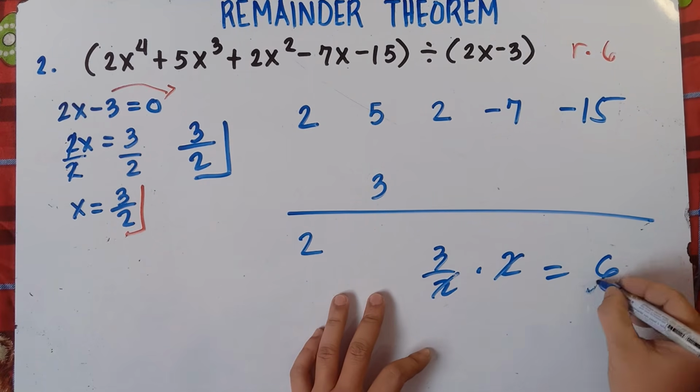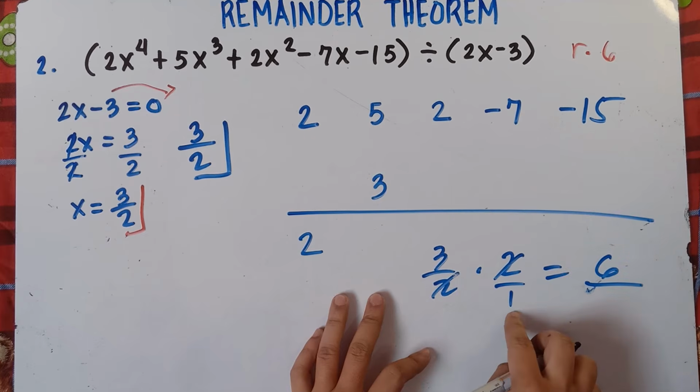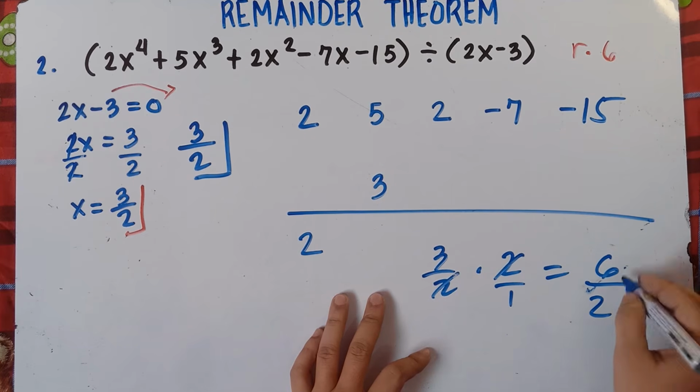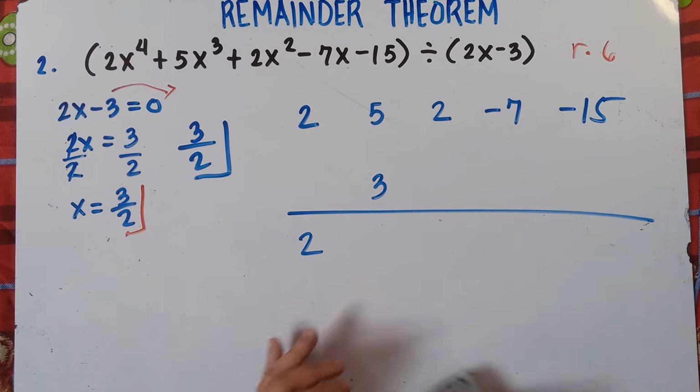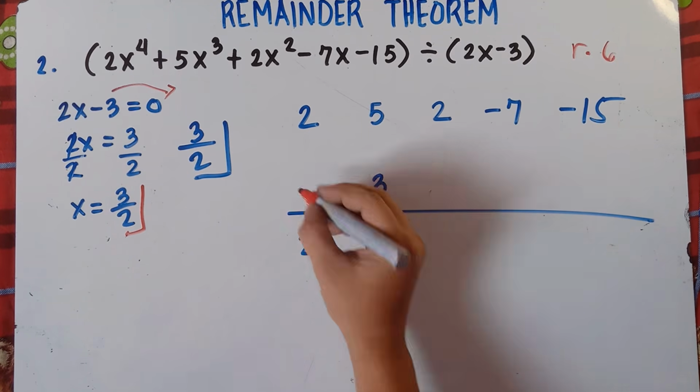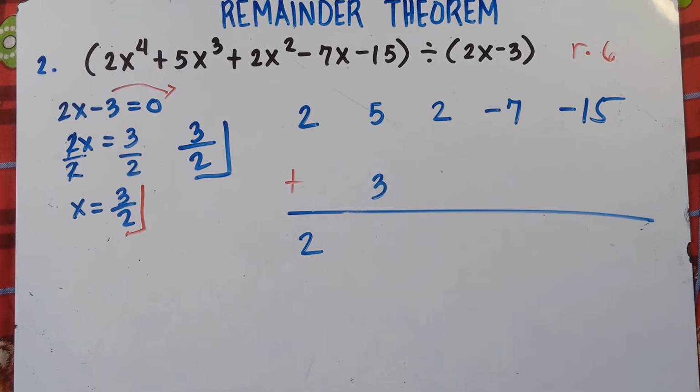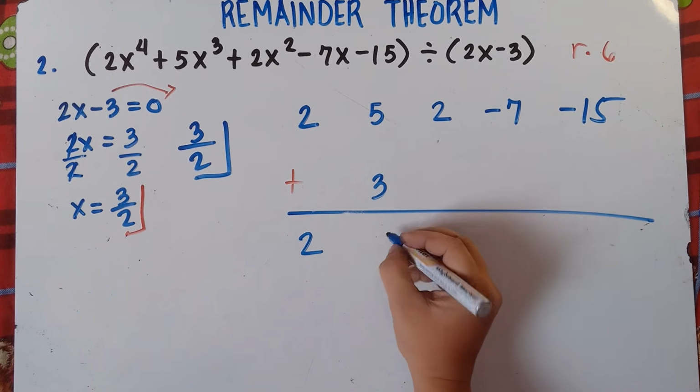Or you can multiply. 3 times 2 is 6. Then 2 times, understood that there's 1 here. 2 times 1 is 2. 6 divided by 2 is 3. So it depends on you, class. Which do you prefer? Then you add, you combine. 5 plus 3 is 8.